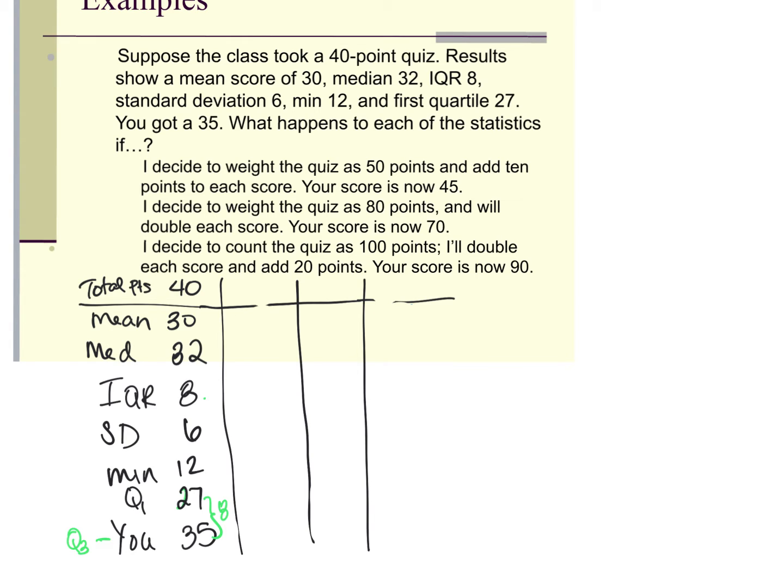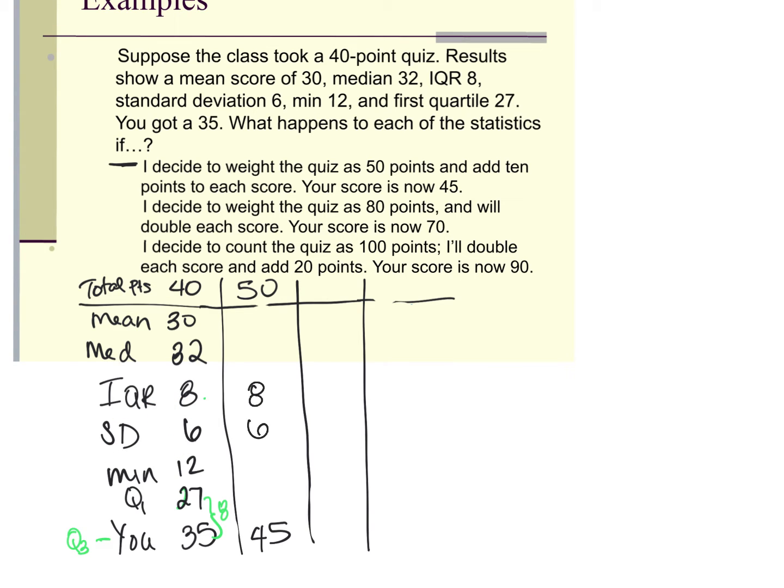So if I'm going to weight the quiz as 50 points and add 10 points to every score, then your new score is now a 45. But how does everything else change? Well, remember that measures of spread don't change. So the IQR and the standard deviation are going to stay the same.